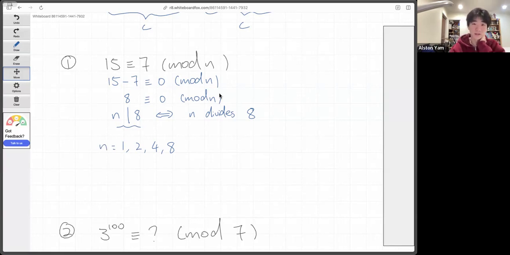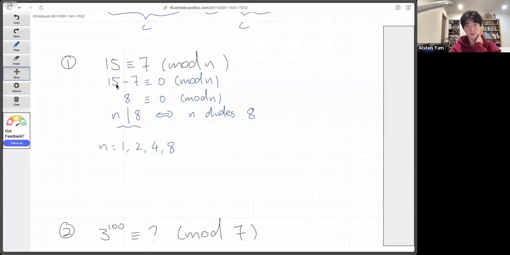So we can go back and check, right? Obviously, if we are taking n mod 1, so 15 is congruent to 7 mod 1, then both of these are divisible by 1, right? Any number when you divide it by 1 is always divisible. So n is equal to 1, obviously that will work. And if we go to n equals 2, we know that both sides leave a remainder of 1 when you divide it by 2, so that will also work.